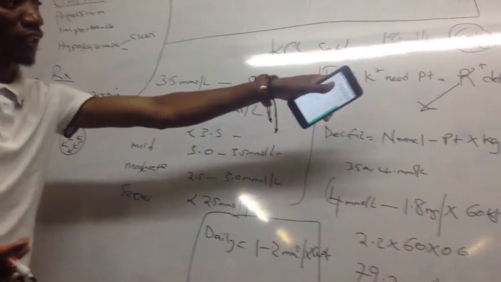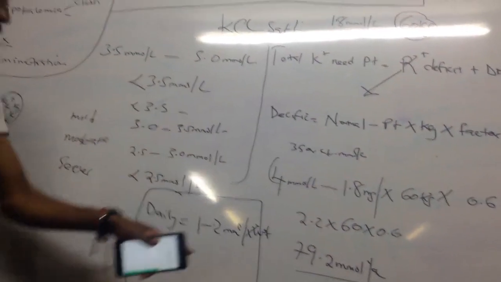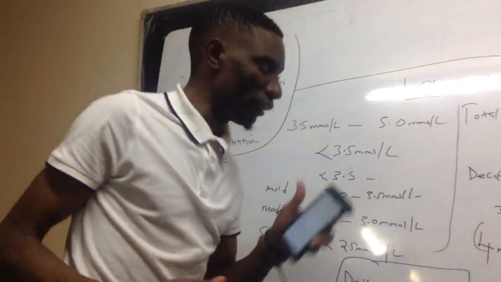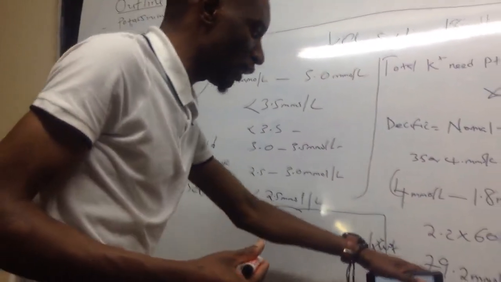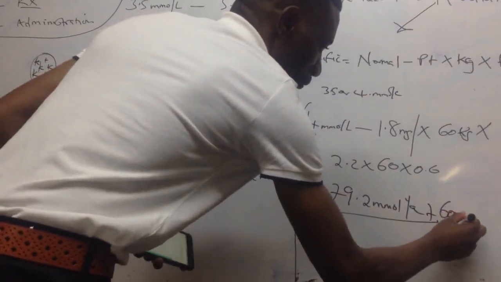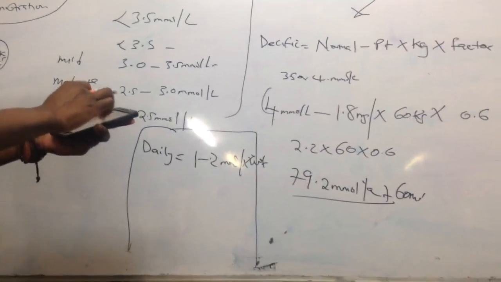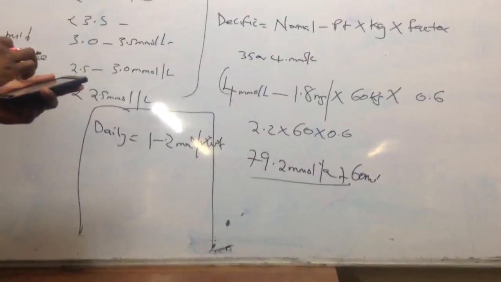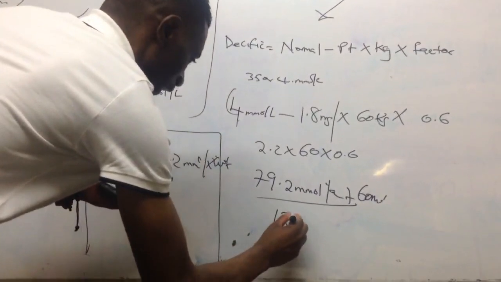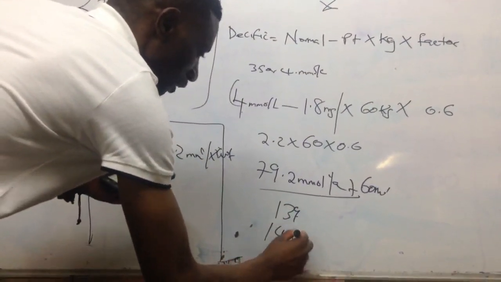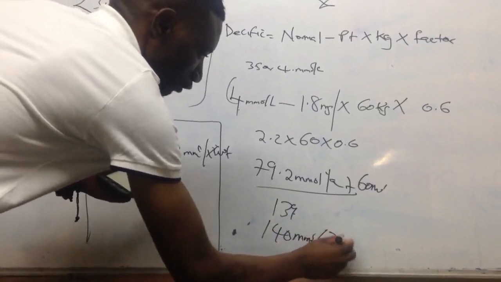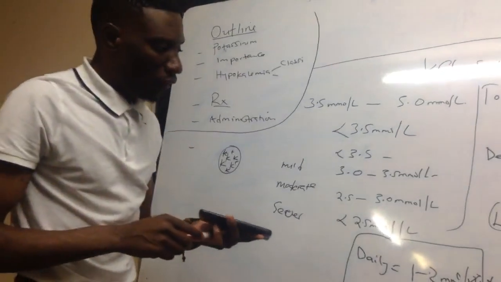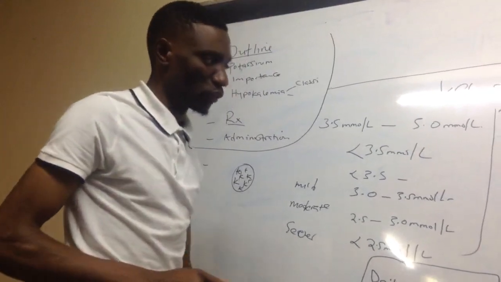Our patient weighs 60 kg, so I'm just going to multiply 1 times 60. This patient requires 60 millimoles as the daily potassium requirement. So I'm just going to add plus 60 millimoles to the answer we found earlier, 79.2. We are adding 60 and getting 139. Let's just make it 140. So this patient requires 140 millimoles of potassium in 24 hours to bring the potassium level to normal.